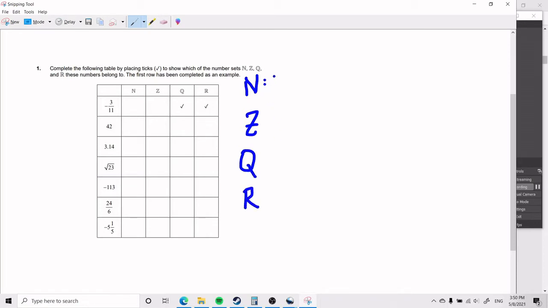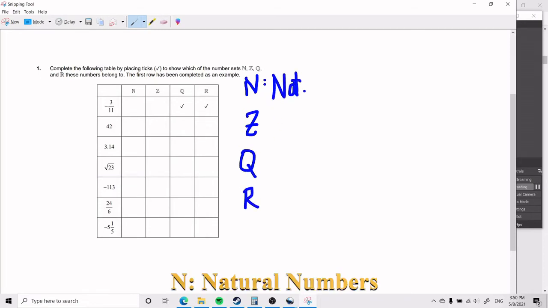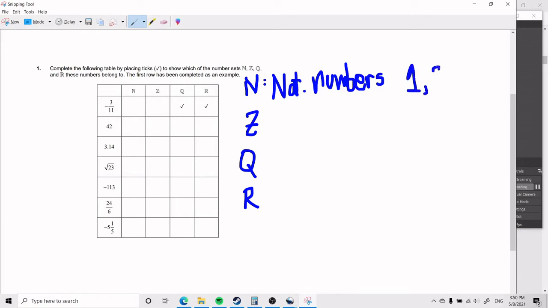Okay, N makes reference to natural numbers. Natural numbers are, in math terms, integers that are positive, so numbers like 1, 2, 3, on to infinity. It's very important that they are whole numbers, so you're not going to have something like 1.5. That would not be a natural number because it's not a whole number. Neither would be a fraction.